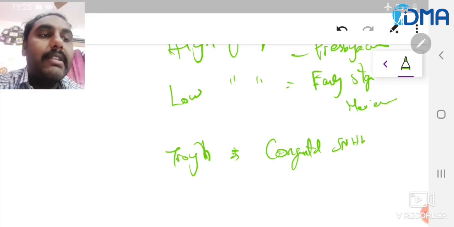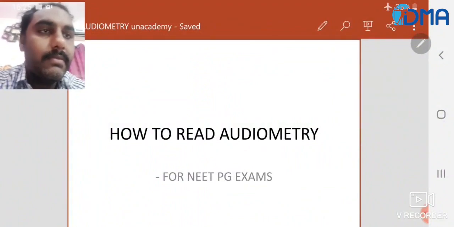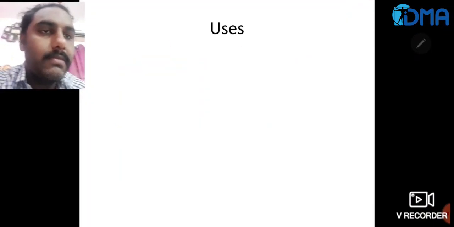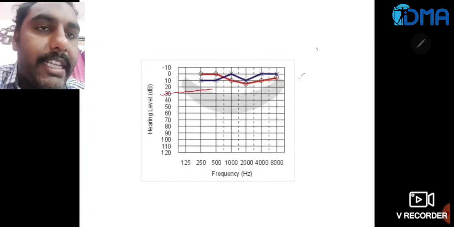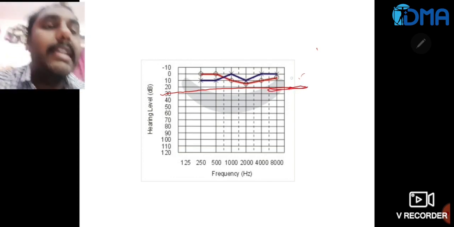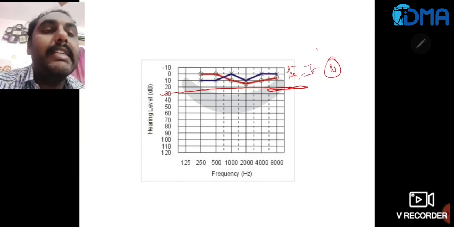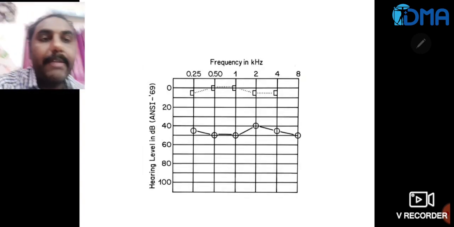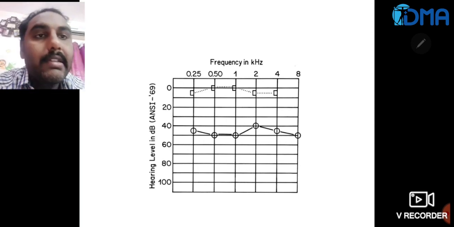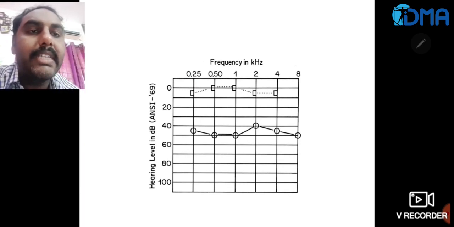Okay. So, I will just discuss some questions with it. Whether it is normal or abnormal, 0 to 25 decibel, this is the normal WHO marking. So, this is bone conduction, this is air conduction. So, that indicates both are in the normal range, and this graph is normal. Okay. So, consider this is the image based MCQ given in your AIIMS exam. Okay. So, which of the following can be the type of hearing loss? Okay, whether it is normal or conductive or mixed or sensorineural.